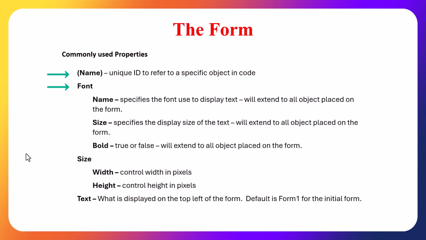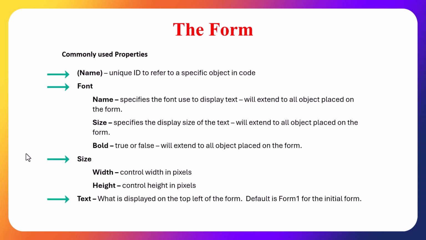There's a font: name, size, and bold, true or false. The interesting thing about the font is when you set the font in the form, it extends to all the objects you place on the form. Of course, you can override the individual objects. The size: there's a width and a height for the form, and that is defined in pixels.